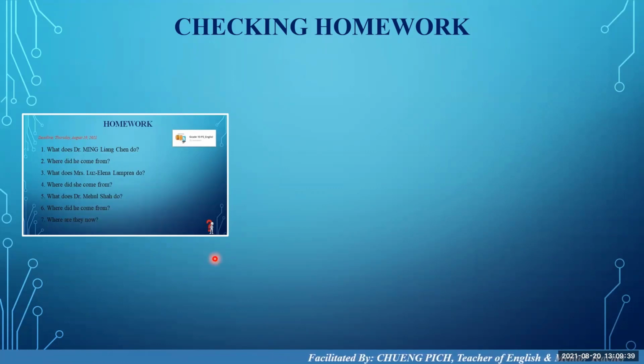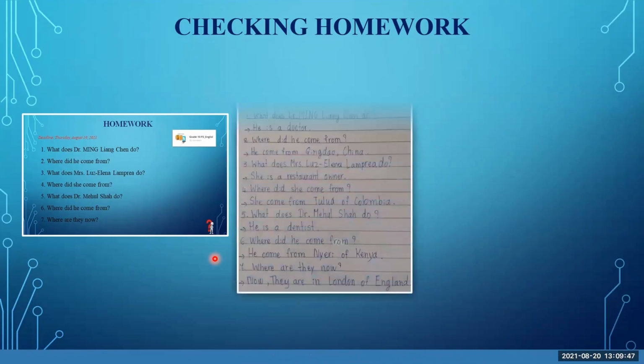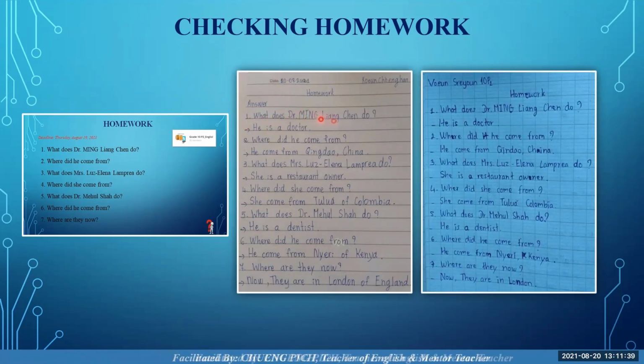So some of you have done your homework, and I have chosen a couple of homework from your classmates. What does Dr. Minh Lang Chen do? He's a doctor, and let's check this one also. He's a doctor as well. Question number 2, where did he come from? Cheng Han said he come from Qingdao, China. And okay, Sanon also has the same answer. So the correct answer is he came from Qingdao. Qingdao is misspelled a little bit, it is Qingdao, China.